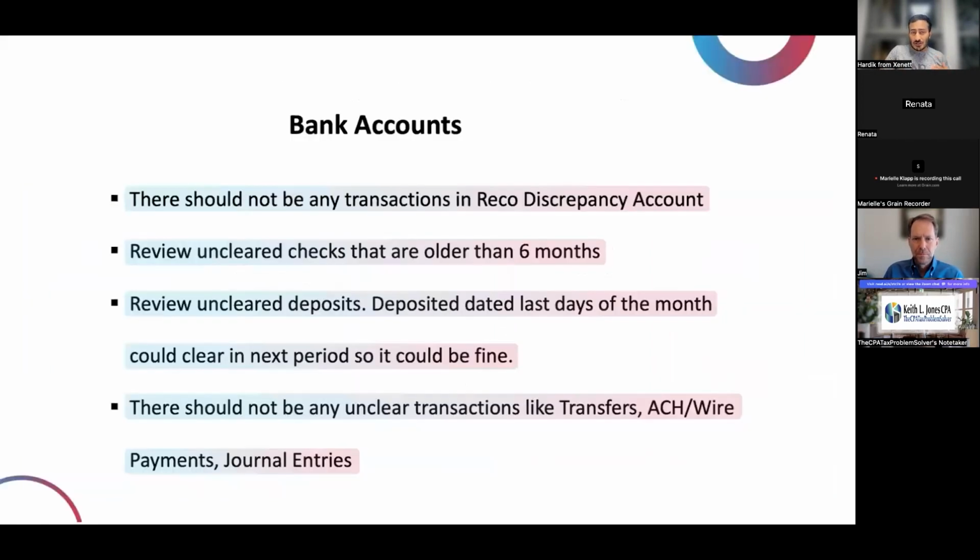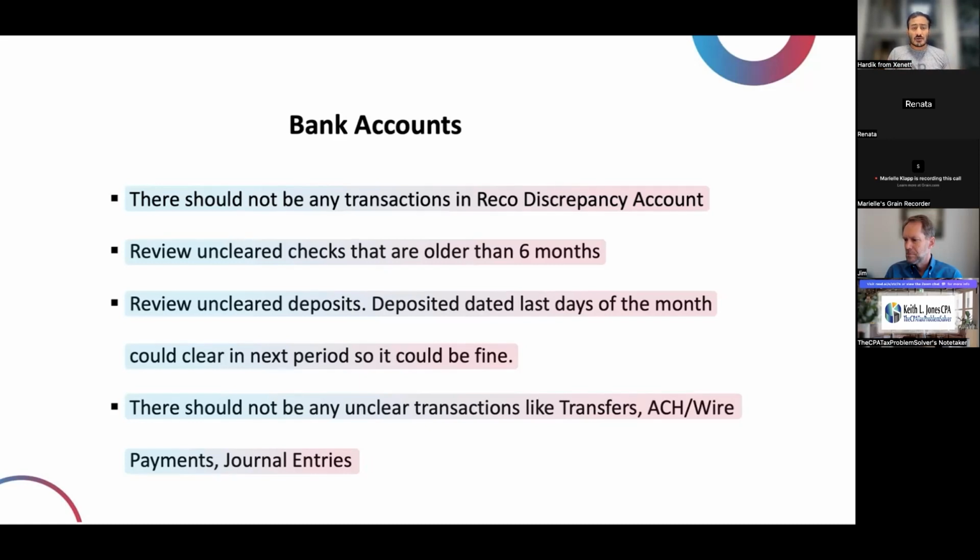Then we also deep dived into what to review in bank accounts and what to review in credit card accounts. In fact, we also discussed the different issues in undeposited funds, how to find them and how to fix them. Just to quickly touch base on bank accounts and credit card accounts, these are some of the points that we should be keeping an eye on.